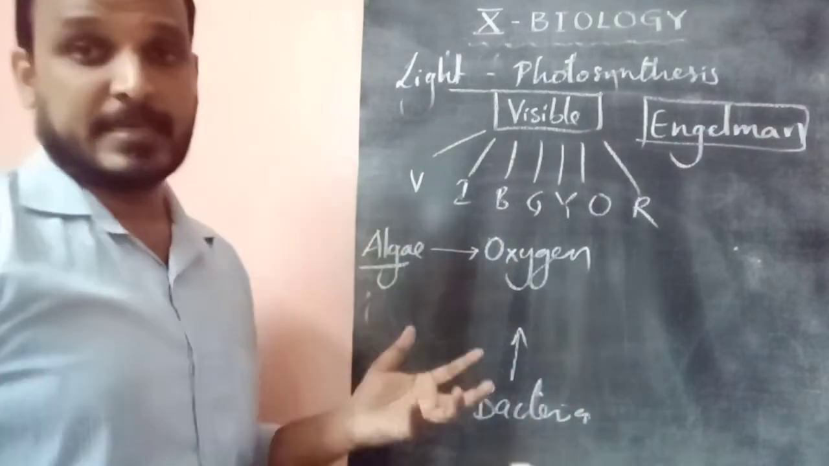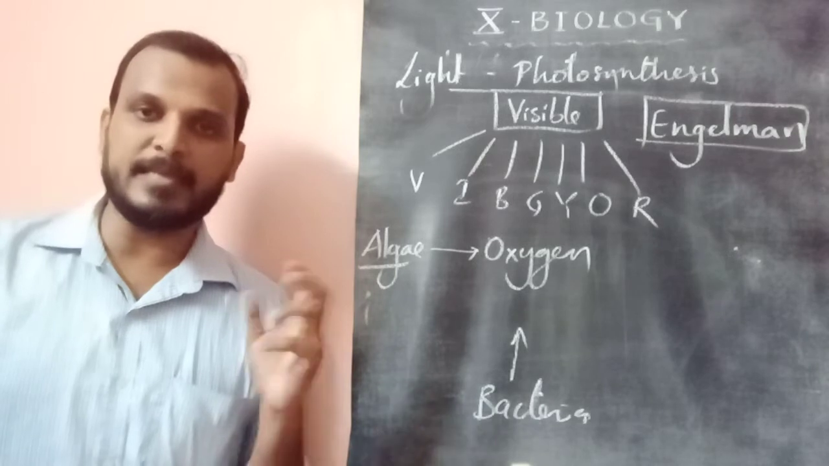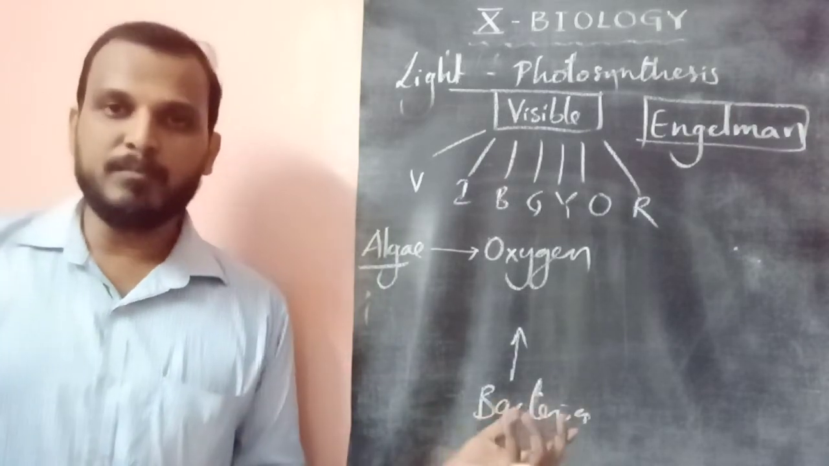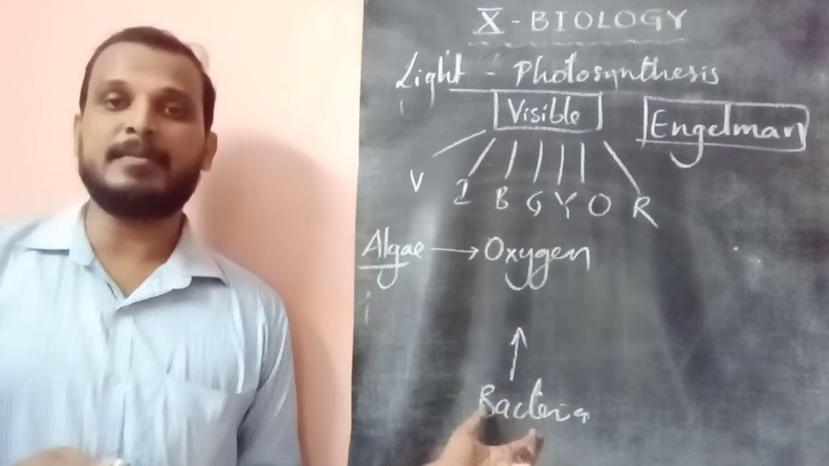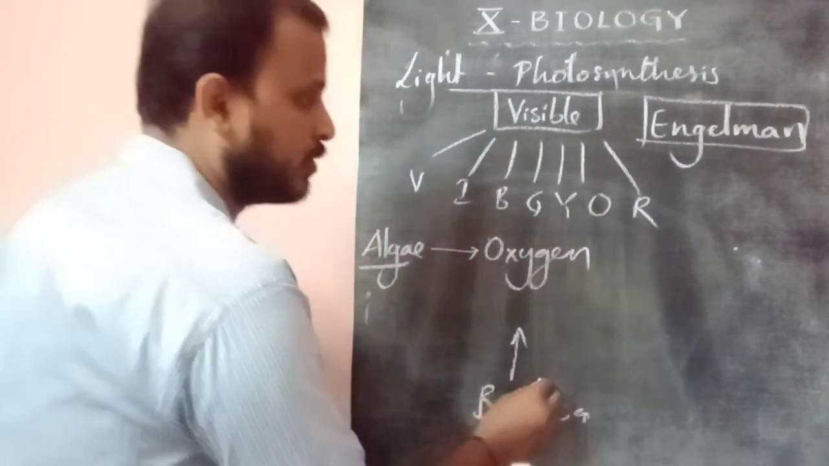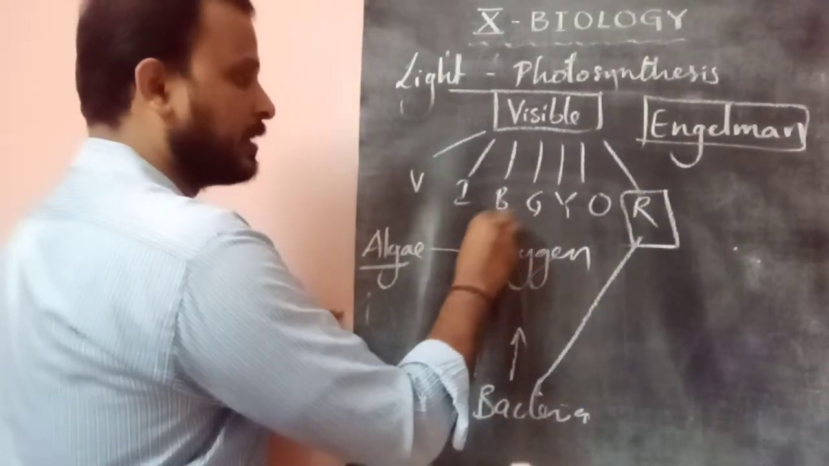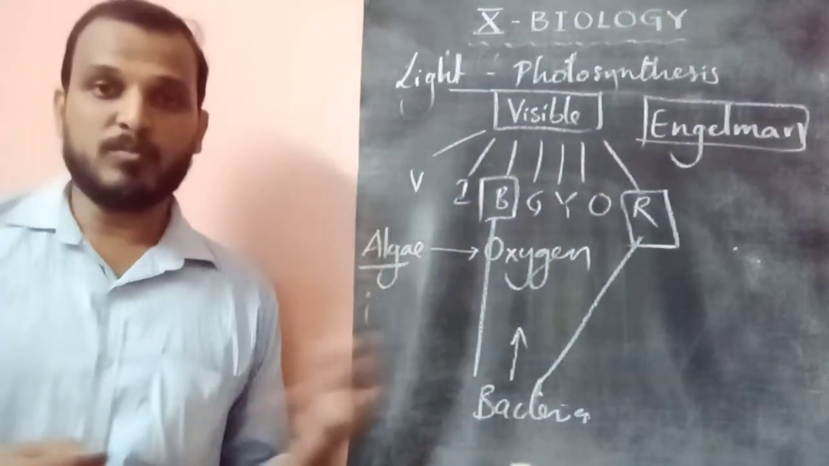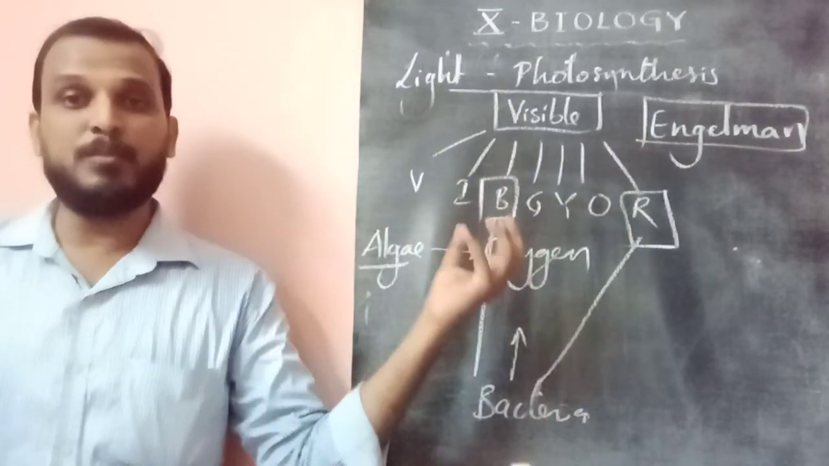Where will the bacteria gather? They are oxygen sensitive bacteria. They need oxygen to live. They move to the place where more oxygen is available. Do you know, children, where these bacteria moved more? They moved more to the red colored light area and blue colored light area. So more oxygen sensitive bacteria gathered at red and blue lights.